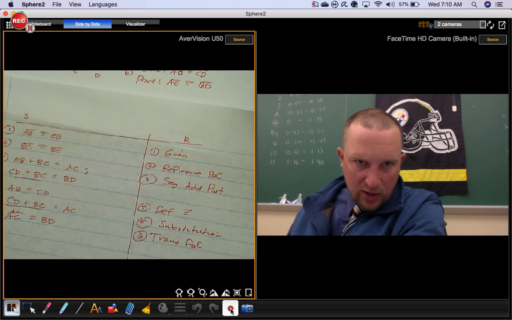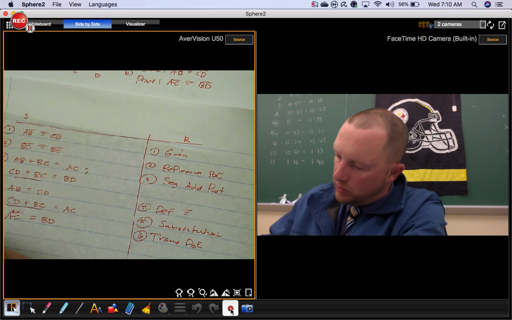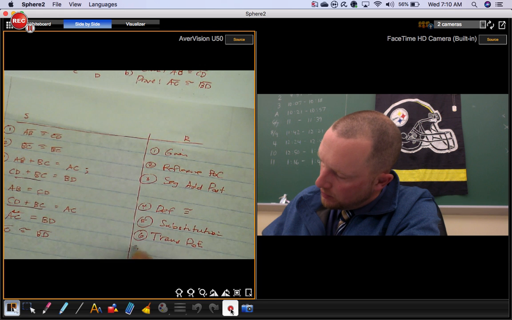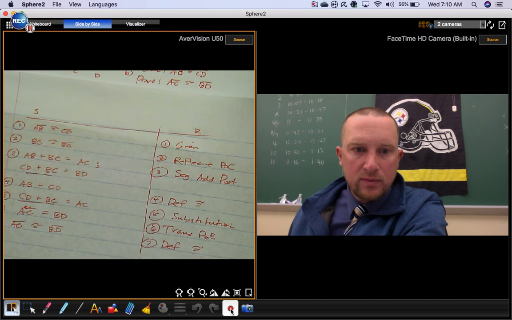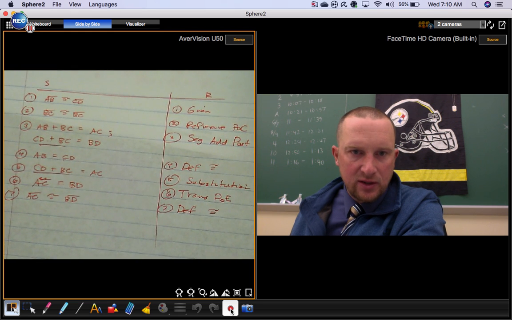Now remember what we're trying to prove. We're trying to show these two segments are congruent. I just showed their lengths are equal. That's definition of congruence. Okay, so you can pause this if you need to take a look at that.